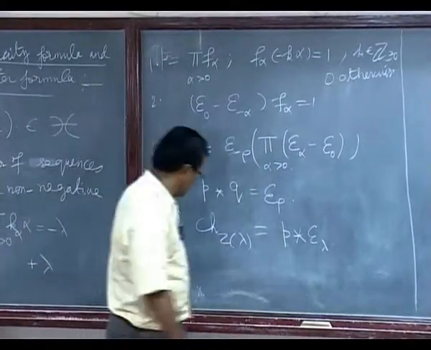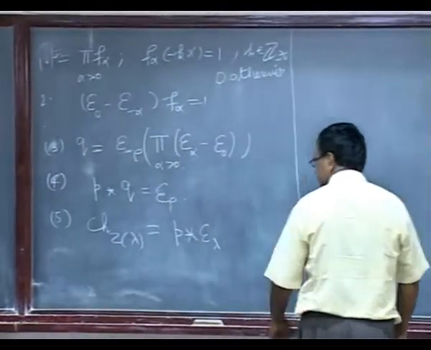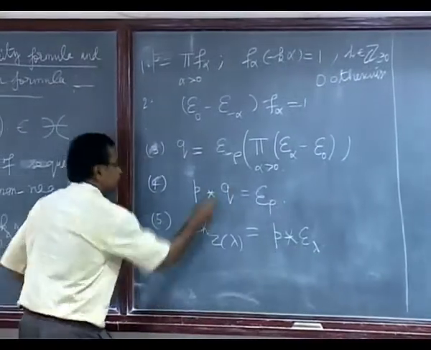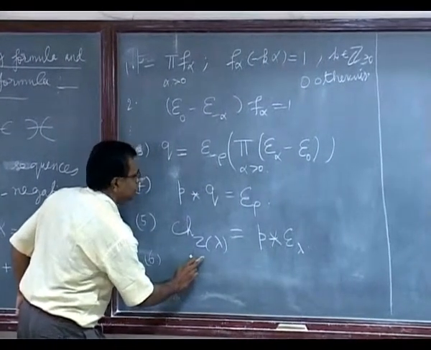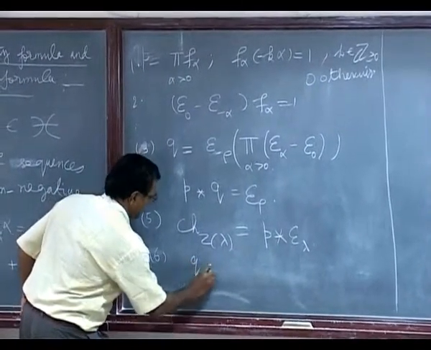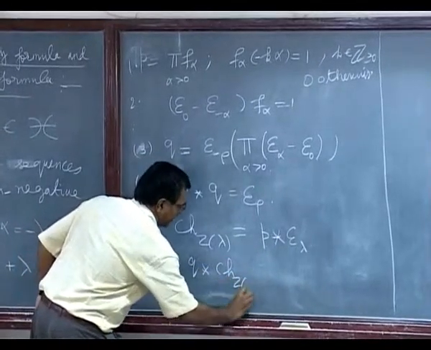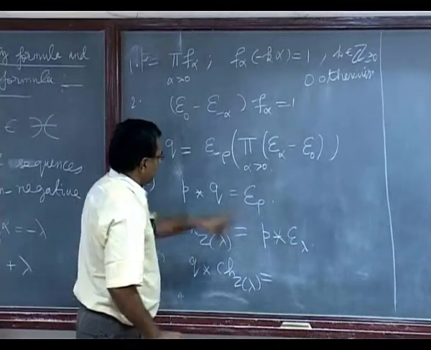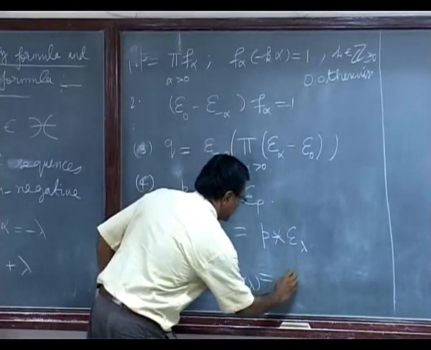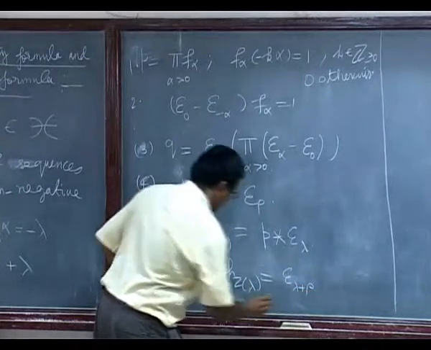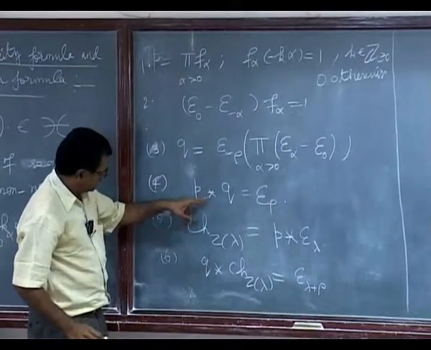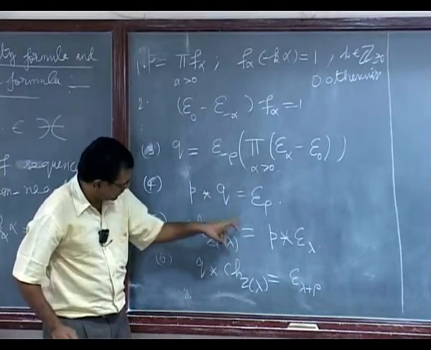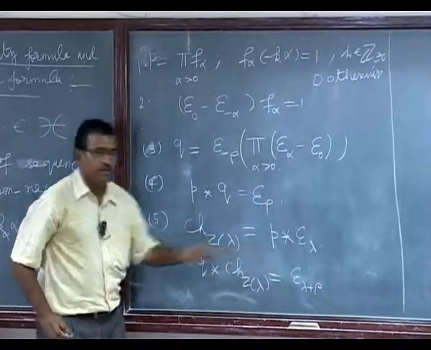Okay. So, the things that I am going to use, possibly from this also you have something. So, this we can have. So, this Q star ch Z lambda is equal to, from here, epsilon lambda plus rho, because we have this thing which is the same as P star Q star. So, this is epsilon lambda plus rho.